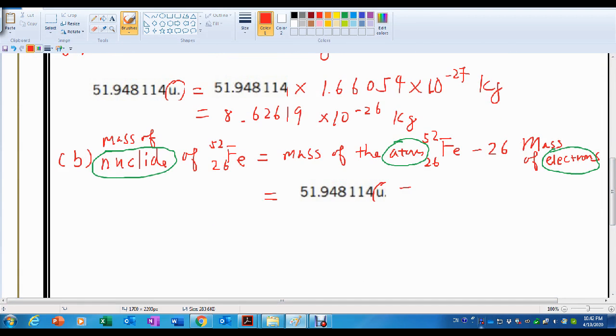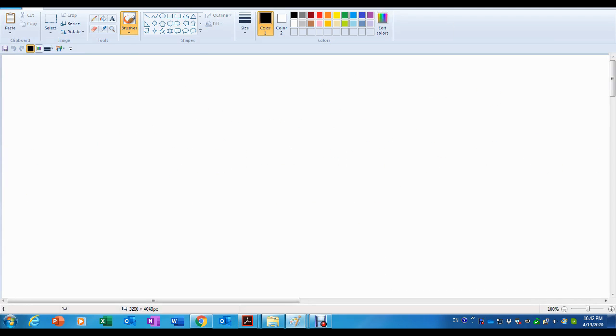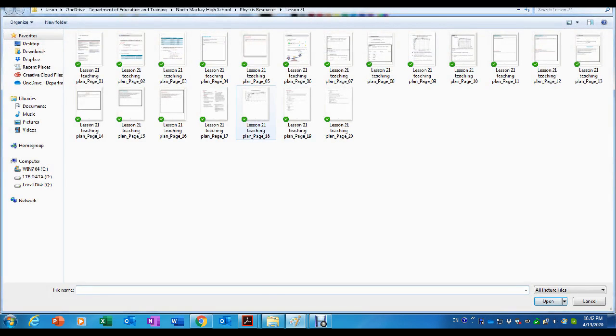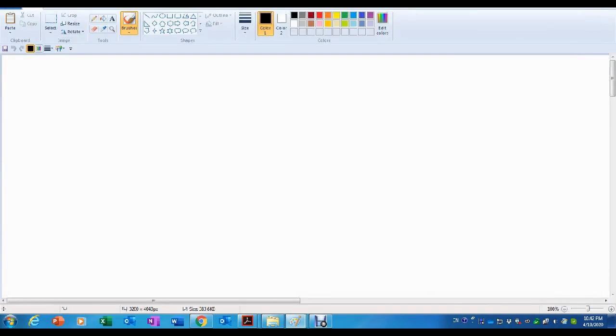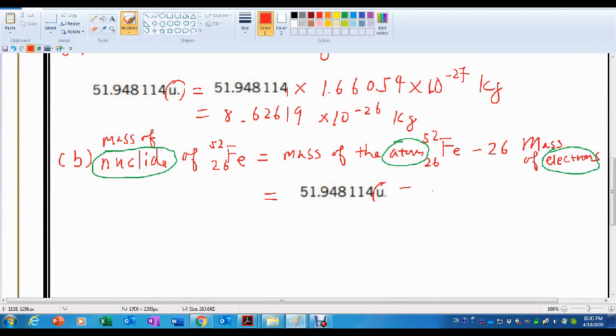Let's go back to our previous page. Should be here. So here we know that the mass of electron is this one. We're going to use 1 for U. So that's the mass of electron in terms of U. And how many of them? There are 26 of them.